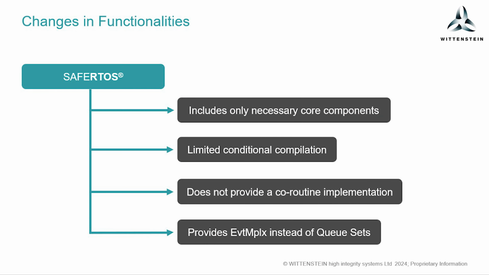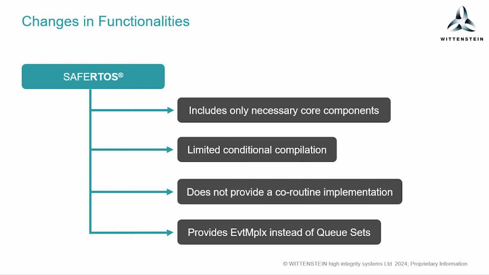SAFERTOS is a relatively small RTOS. It doesn't have lots and lots of unnecessary features. We've limited the conditional compilation in SAFERTOS. If you take a look at the FreeRTOS source code, you will see many #ifs, #elses, that can make it quite difficult to look through the source code. It can make it slightly more difficult to debug through the source code. And generally, conditional compilation is not ideal in a safety scenario. There is very limited conditional compilation in SAFERTOS. If you have to step through any SAFERTOS code, you're going to almost never see any conditionally compiled code.